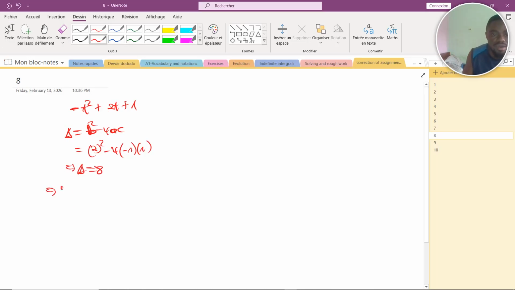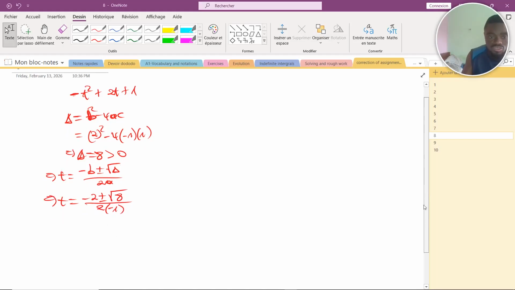This implies our t will be equal to what? It is greater than 0, so this has 2 real and distinct roots. This implies our t will be equal to minus b plus or minus the square root of delta all over 2a. This implies t will be equal to what? Our b is 2. So I will have minus 2 plus or minus the square root of 8 all over 2 into our a, which was minus 1. You will notice something here.